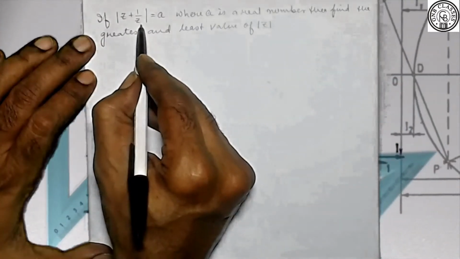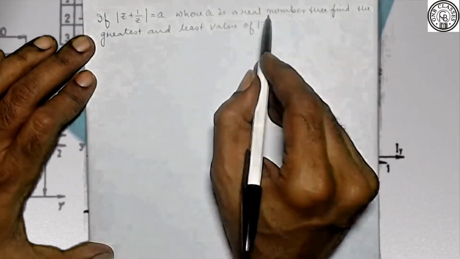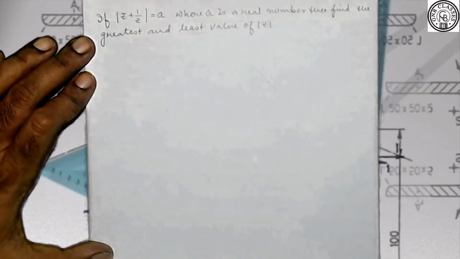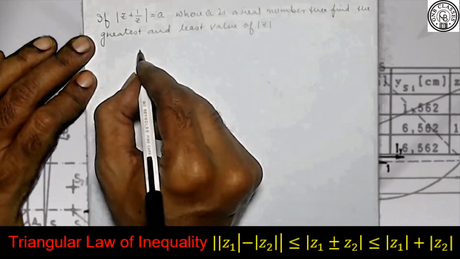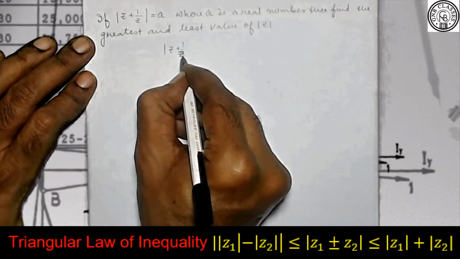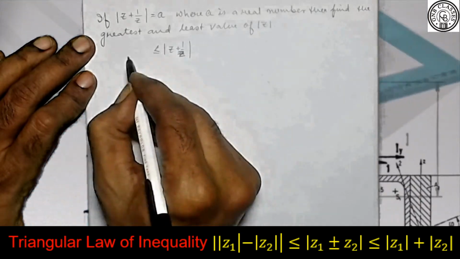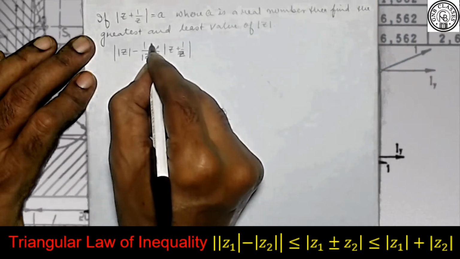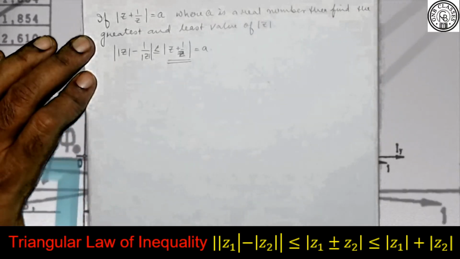Let us take another example. If mod of z plus 1 by z is a, where a is a real number, then find the greatest and least value of mod z. This sum is very, very important. See, we can use the triangular law of inequality and we can say that mod of z plus 1 by z is greater than or equal to mod z minus 1 by mod z. The value of mod of z plus 1 by z is a.